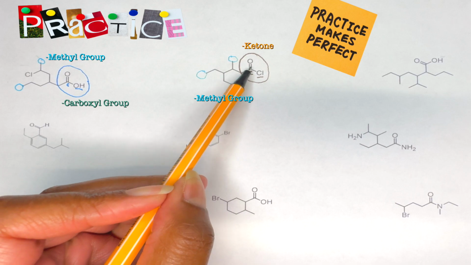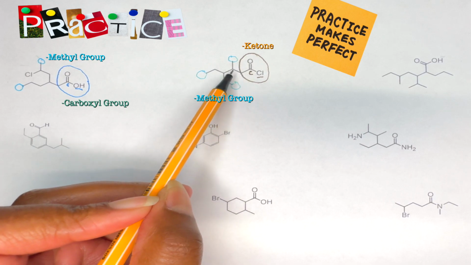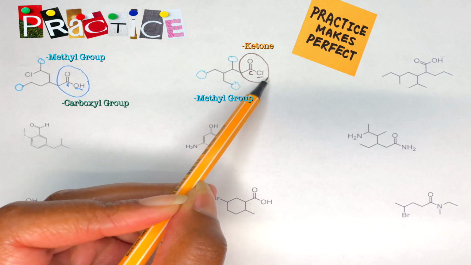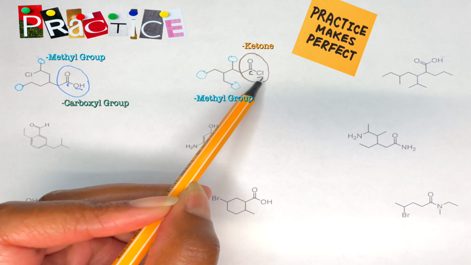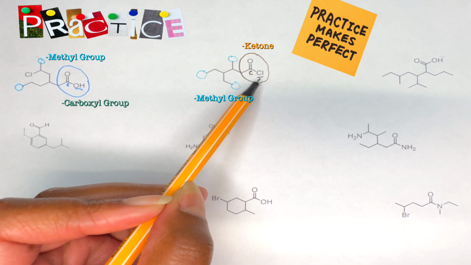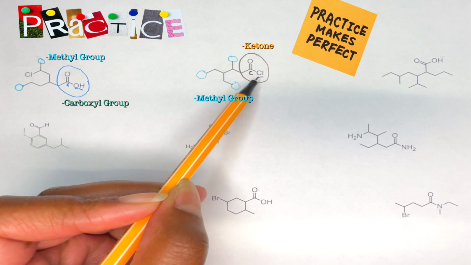Because we have a carbon double bonded to the oxygen, we have the rest of the molecule on this side, and we have the rest of the molecule on that side. If it ends with a hydrogen, then it will be an aldehyde, but since there's more going on, more to the story, this is known as a ketone.